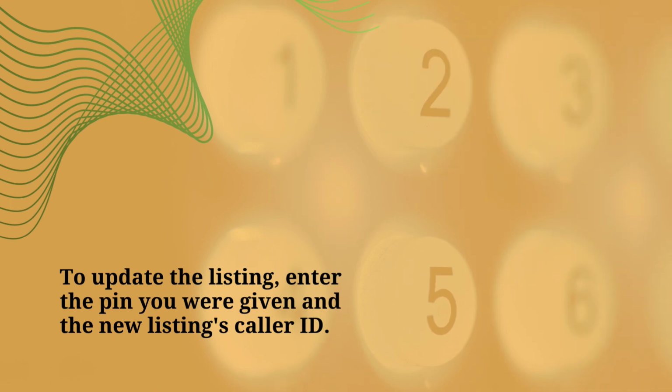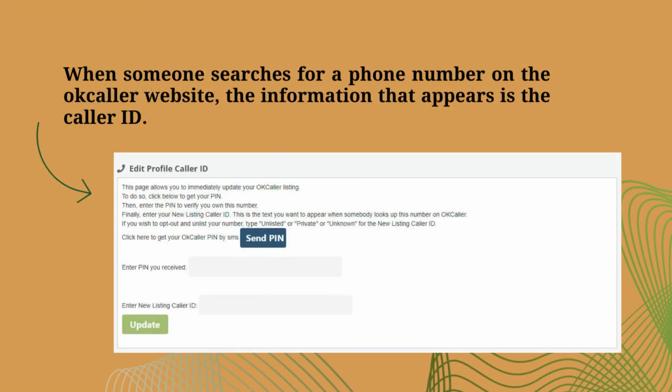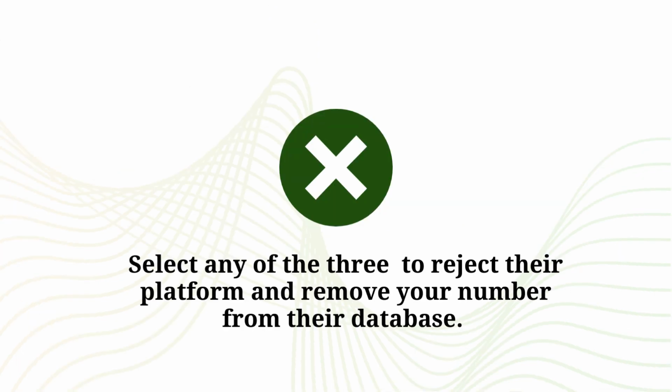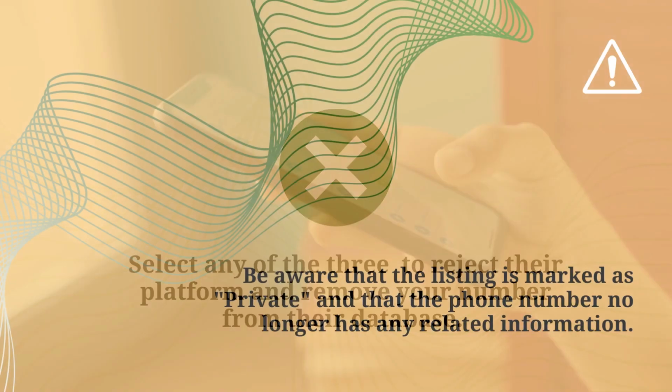Fourth, to update the listing, enter the PIN you were given in the new listing's caller ID. When someone searches for a phone number on the OkCaller website, the information that appears is the caller ID. Use private, unknown, or unlisted as the caller ID if you want to reject their platform and remove your number from their database.